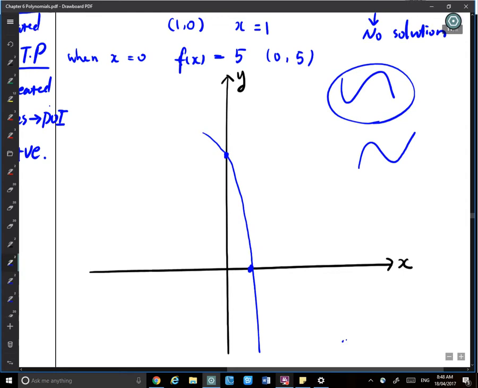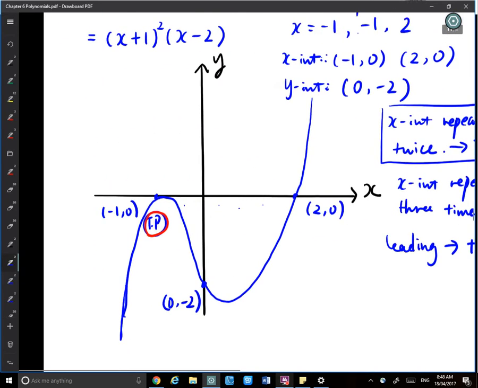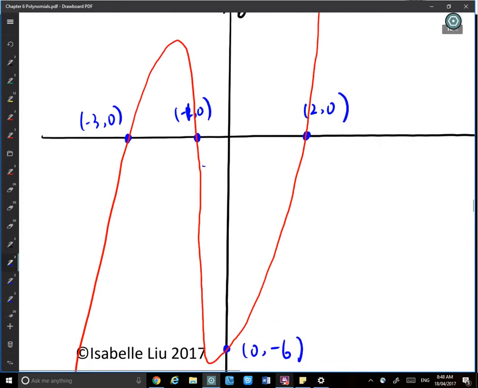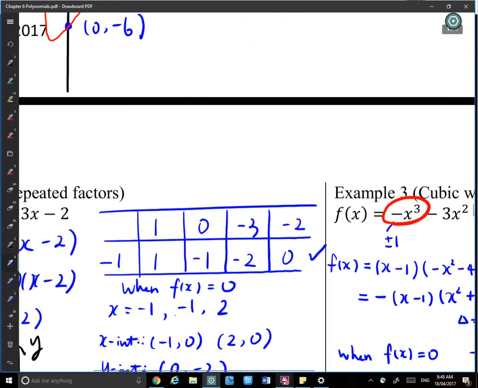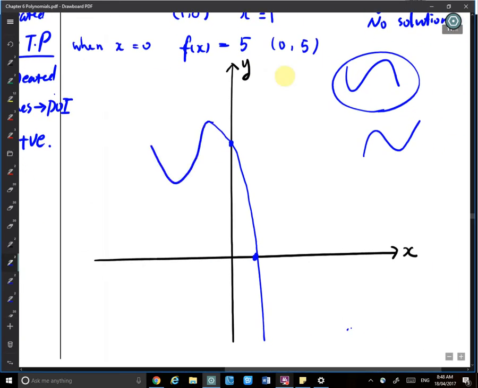So I should have another turning point somewhere in the middle. Okay, I should maintain this shape. See all your cubic, this cubic looks like that. This cubic looks like that. You all have two turning points somewhere. So we can say we have a turning point somewhere here and turning back.